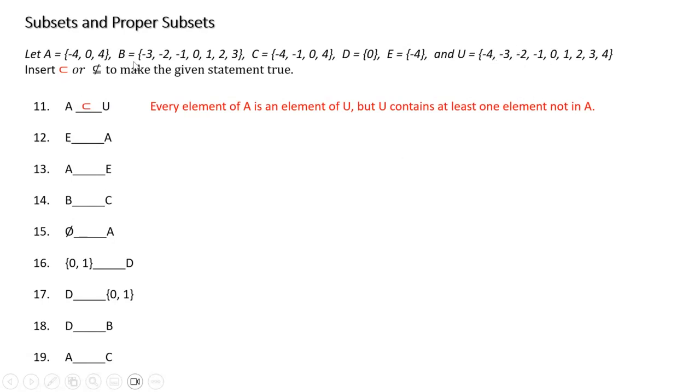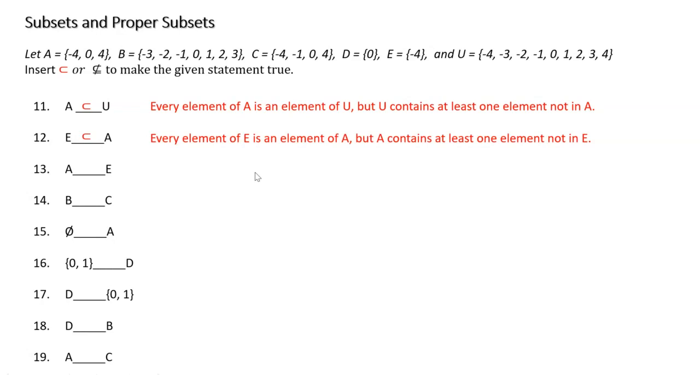Okay, now let's go to E and A, right? So E is the set containing the element -4. And A is -4, 0, 4. So this will be the same answer as 11, right? Because every element in E is also an element of A, but A has at least one element that's not in E. And that's the correct response. Every element of E is an element of A, but A contains at least one element not in E.